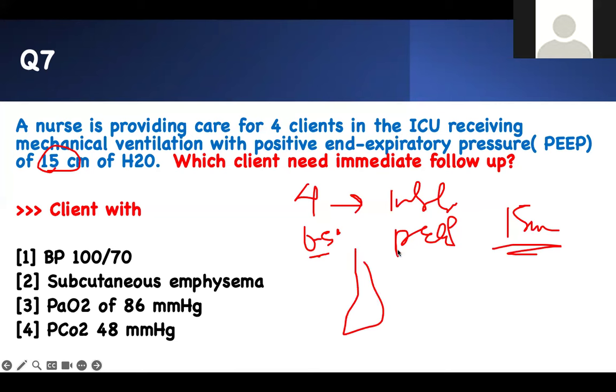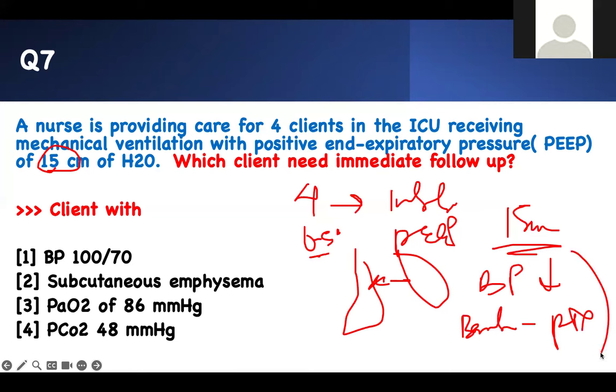When you have PEEP in your chest, it's going to cause increased intrathoracic pressure. And therefore, when intrathoracic pressure is increased, it decreases what? Venous return. In the process, it causes hypotension, blood pressure goes down. It can also cause barotrauma. You get pneumothorax. Those are the 2 things you should not forget. Therefore, this client has a blood pressure of that. It's no problem. Subcutaneous emphysema is bad. It's an indication of pneumothorax.